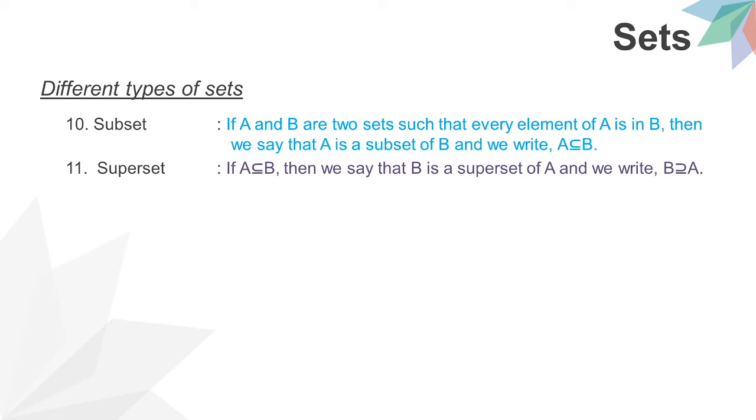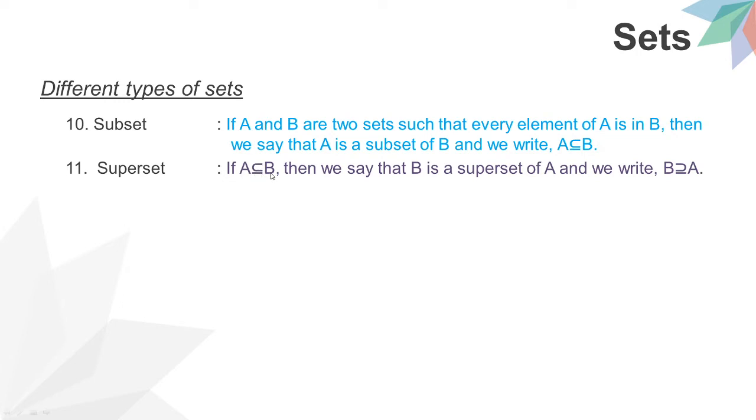Now let's see superset. What is a subset and what is a superset? A slight difference. Subset you understood. If A and B are two sets such that every element of A is in B, we'll see the definite example after superset. Then we say that A is a subset of B. This symbol is called the subset symbol. So please make a note.